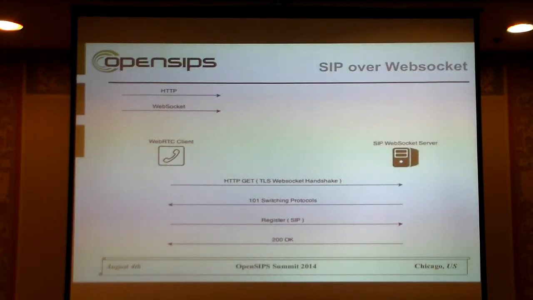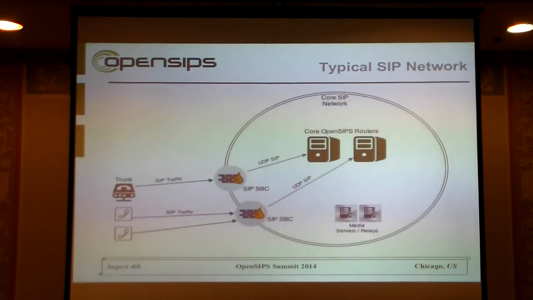Here we have how SIP over WebSocket, which is the signaling part of WebRTC, works. When your client tries to initiate a session, it goes to your SIP to WebSocket server and sends an HTTP GET request over TLS asking to initialize a new WebSocket channel. The server will send back a 101 Switching Protocols, and then the communication of SIP over WebSockets happens directly over that signaling channel. So let's see how we put all those things together in a usual SIP network.